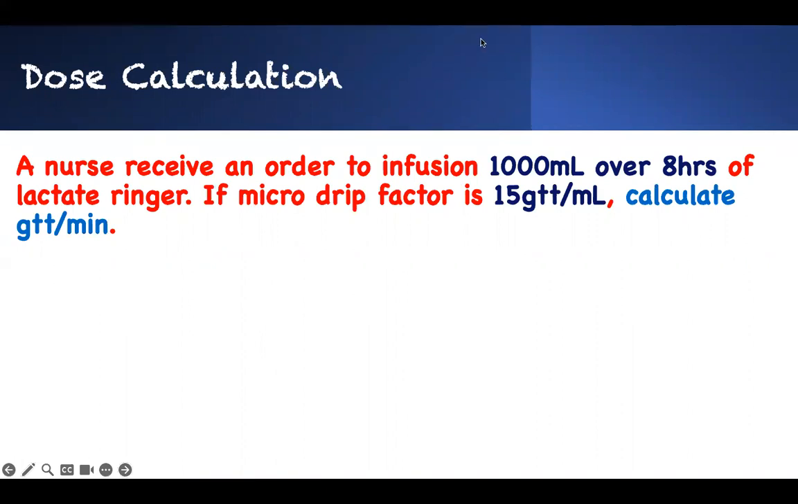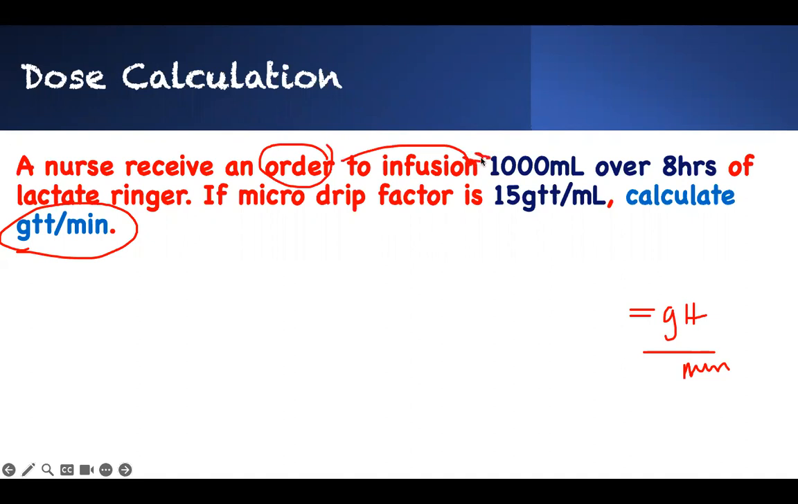So calculate what? The drip per minute. Whatever they've given you is what I'm going to use. I'm going to write my answer here: drip per minute. I have to make sure my answer is like that. And I said, what is the prescription? An order. It said an order, therefore I know this is a prescription.